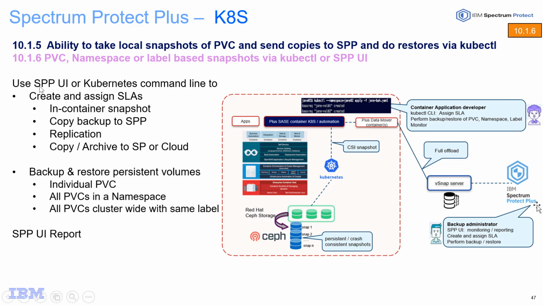So in this demo, I'll show you how you can utilize the Spectrum Protect Plus user interface to create and assign service level agreements that would cover in-container snapshots, copy backups to Spectrum Protect Plus, replication to a second vSnap, and even copies or archives off to Spectrum Protect or the cloud. We'll also look at doing backups from individual PVCs or all the PVCs in a namespace or all the PVCs cluster wide with the same label.